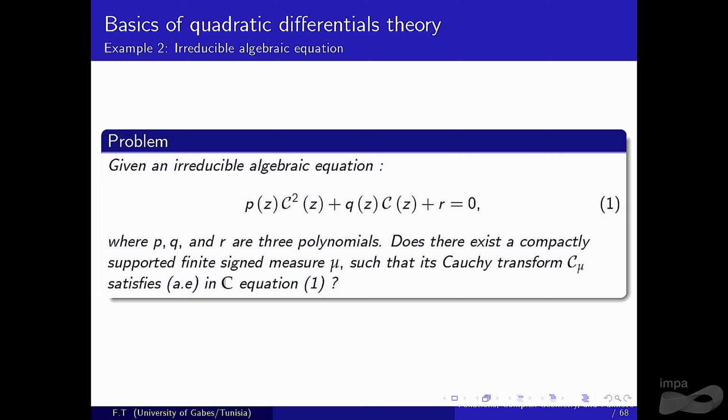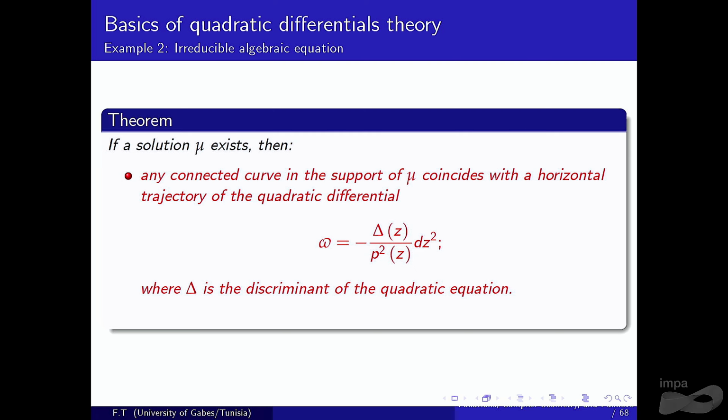Given an irreducible algebraic equation, p of z C squared plus q of z C plus r equals 0, where p, q, and r are 3 polynomials, does there exist a compactly supported finite signed measure mu such that its Cauchy transform satisfies this algebraic equation almost everywhere in C? And the answer is then given by the theorem.